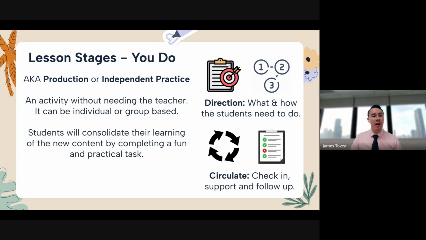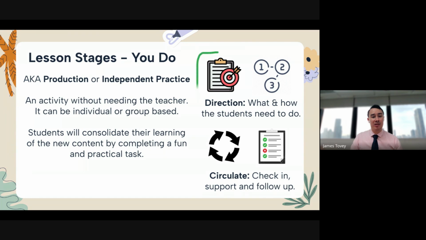So the idea is you want to make it fun, so they're more likely to do it, and therefore more likely to remember. And practical as well. So you're getting them to do something rather than something incredibly boring and dull.